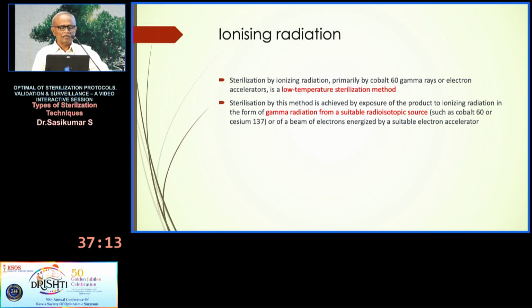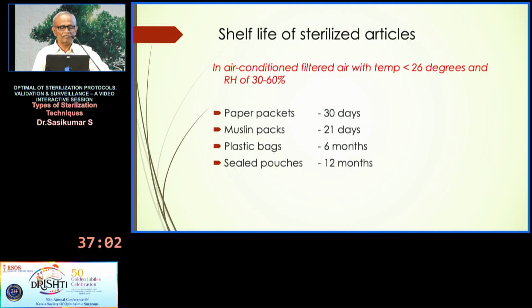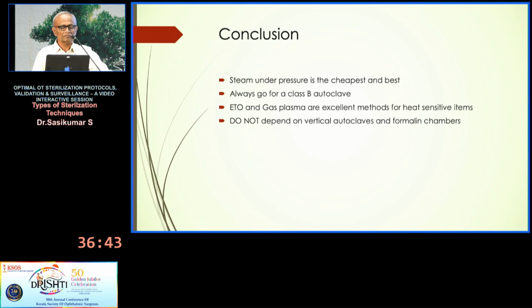Ionizing radiation is a low temperature method, but it cannot be used in a hospital setting. The disadvantages are the increased capital cost and that it requires handling and disposal of radioactive materials. And shelf life: if it is properly stored in a room of less than 26 degrees centigrade and a relative humidity of 30 to 60 percent, paper packets can last 30 days, muslin packs can last 21 days, plastic bags can last 6 months, and sealed pouches can last 12 months.